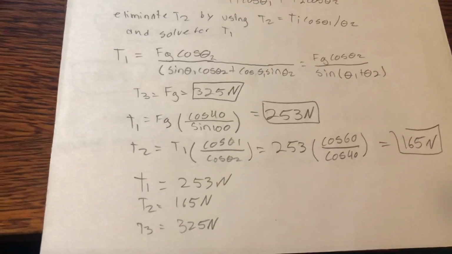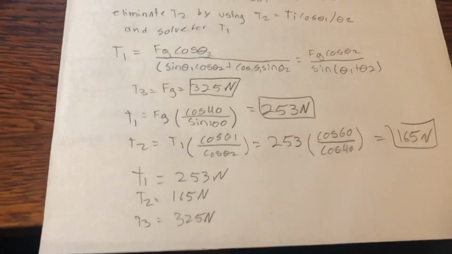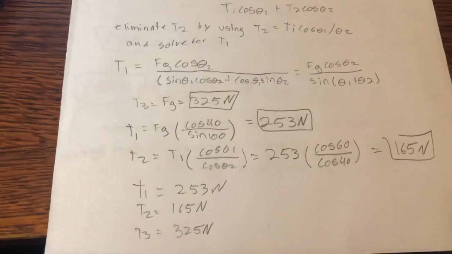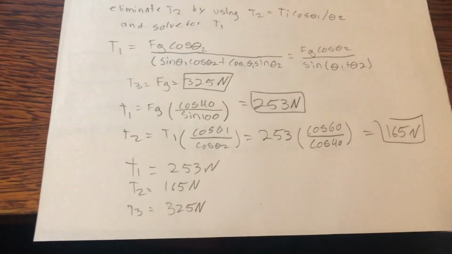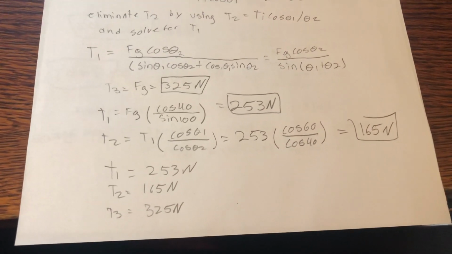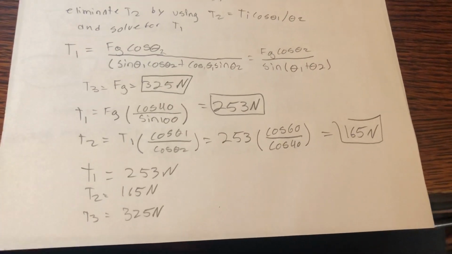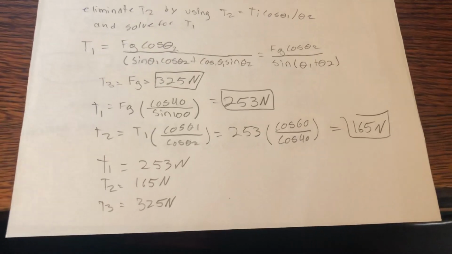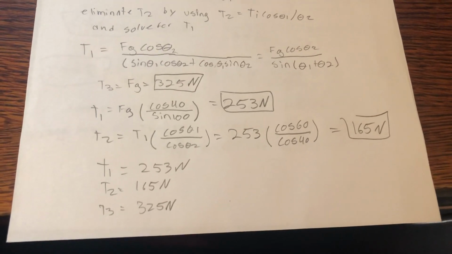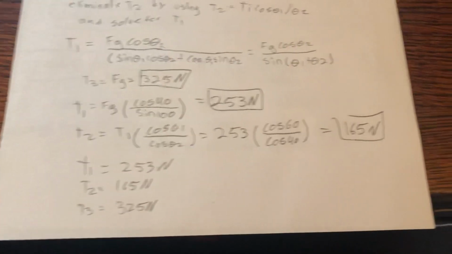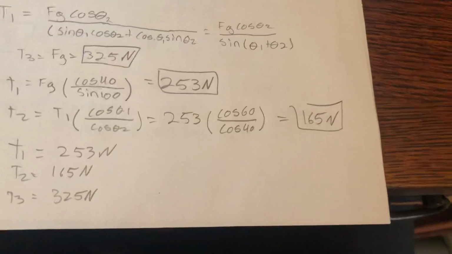I plugged in the values for T1, which would be Fg times cosine 40 over sine 100, which gives you 253 newtons. And then T2, plugged T1 back into the equation and got 253 times cosine 60 over cosine 40, which gives me the 165.